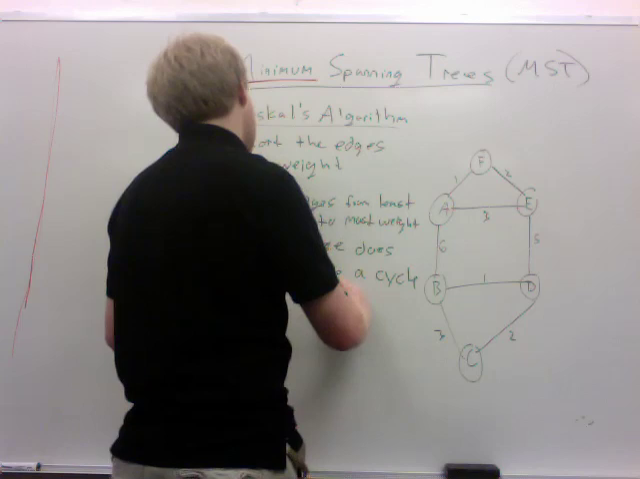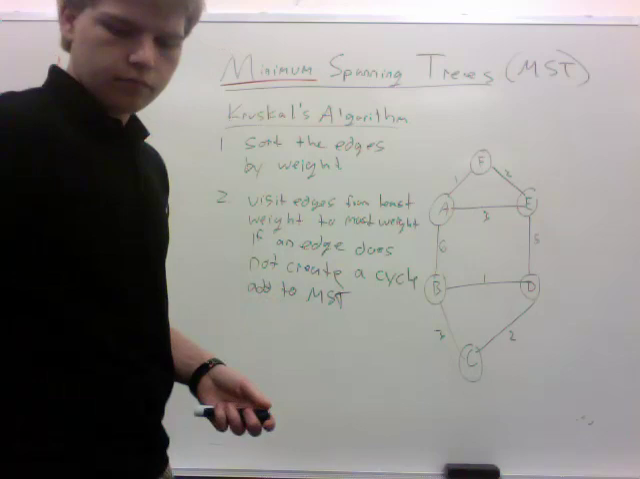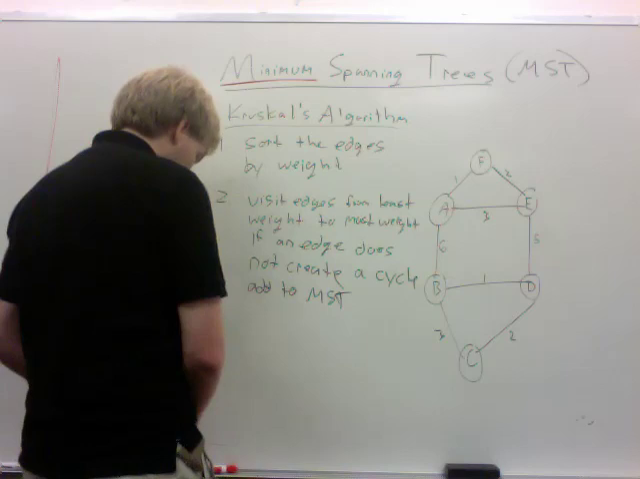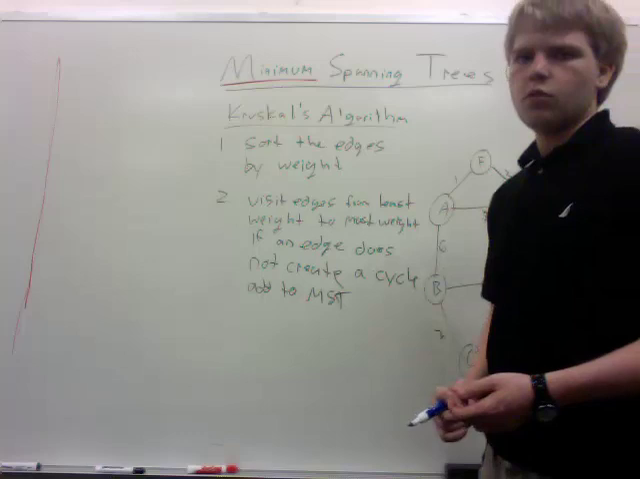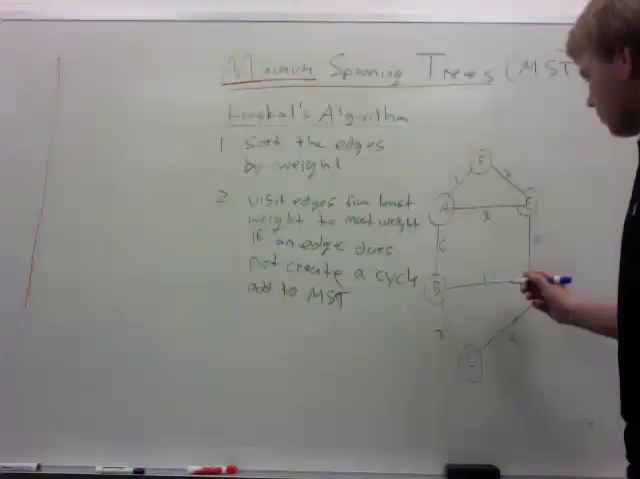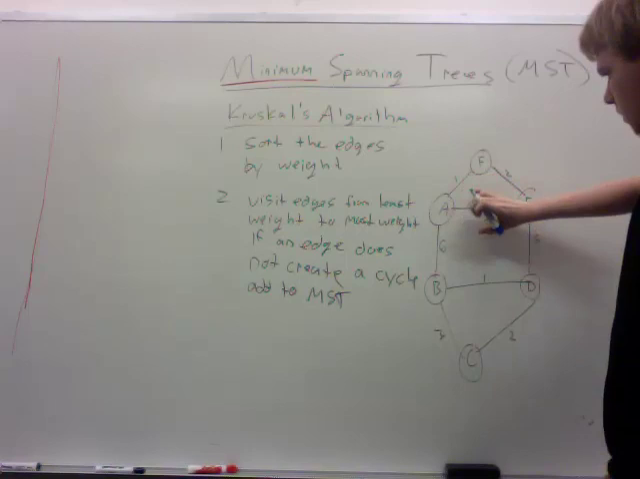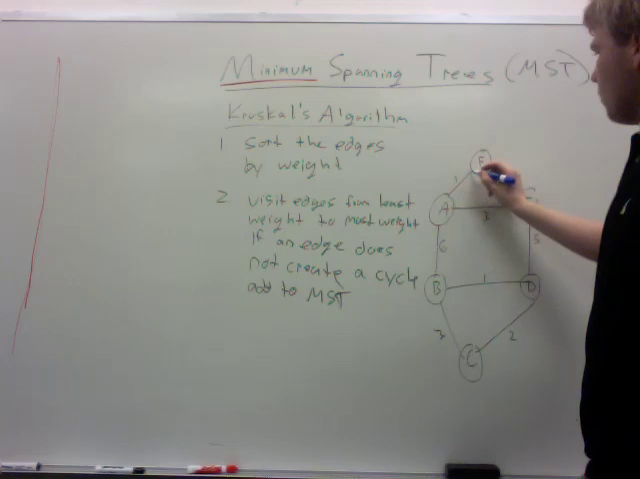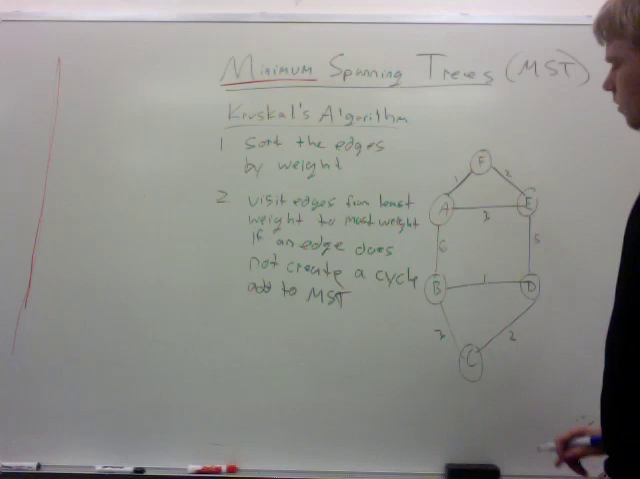So what is this going to look like? Let's use blue. So we're going to visit the edges from least weight to most weight. So the first edge, it's really arbitrary. We could either choose BD or AF. I'll just go with AF. So we're going to take it. It doesn't create a cycle, so we're going to add it to our minimum spanning tree. So that's our minimum spanning tree.